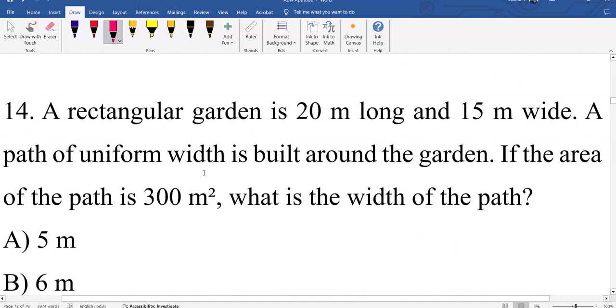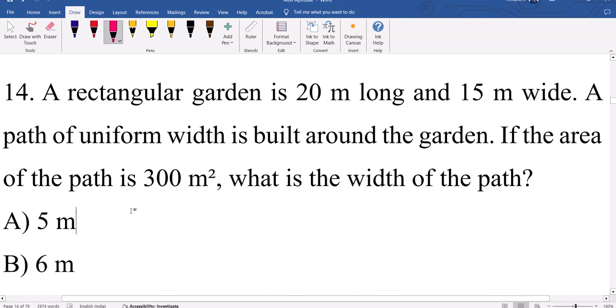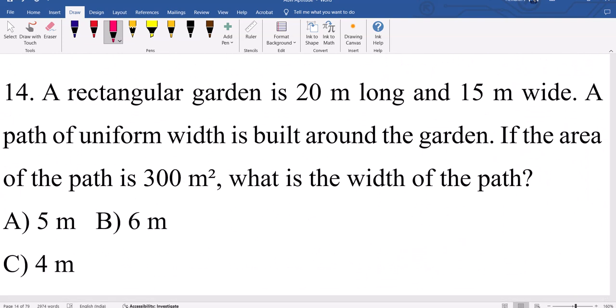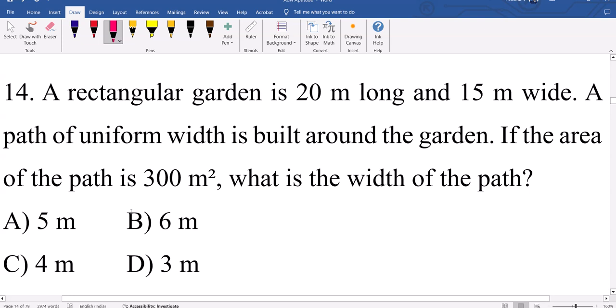Next question. We are back to areas and volumes. A rectangular garden is 20 meters long, 15-meter wide. A path of uniform width is built around the garden. If the area of the path is 300 meters square, what is the width of the path?